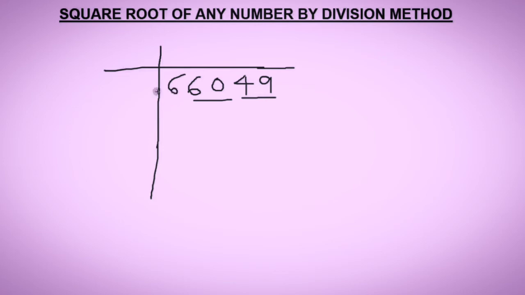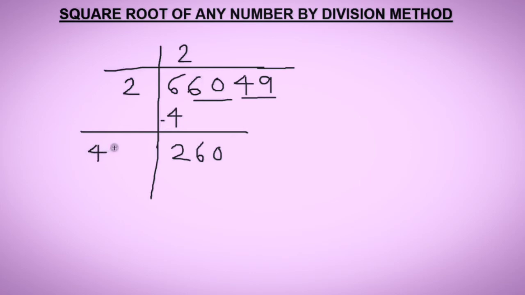If we take 2, then it will be 4. If we take 3, then it is 9. But 9 is greater than 6. That's why we are taking 2, as 2 times 2 is 4. So we will write 4 here and 2 at these two places. After subtracting we are getting 2 and we will copy the next pair over here. Now we will add, or take twice this divisor, and we will get 4 as our new divisor.